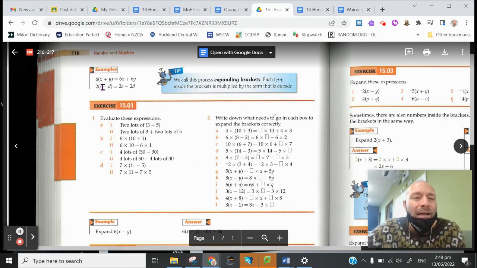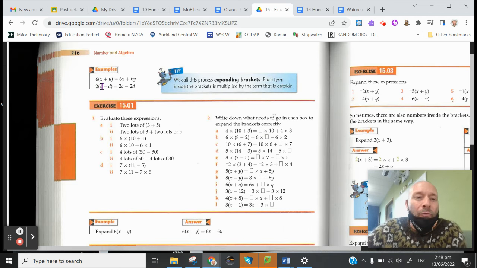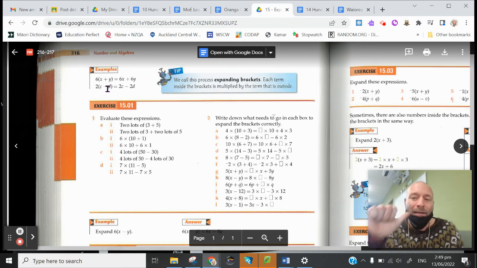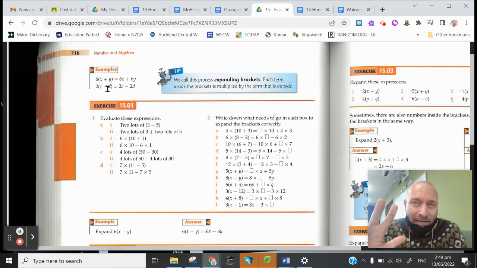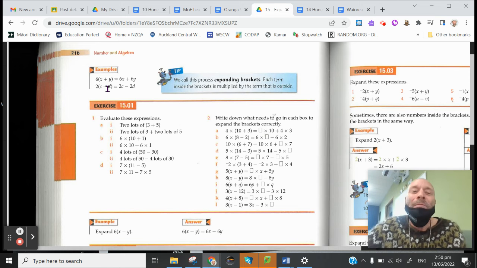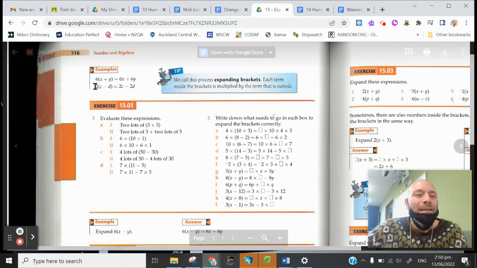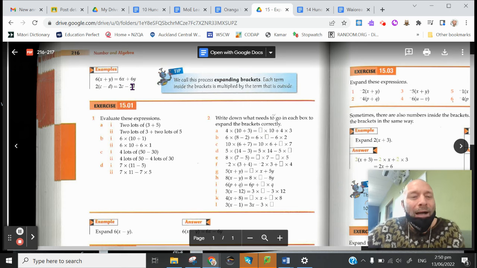We have 6 times the quantity x plus y, which means this x plus y, we have 6 of them. But rather than write out x plus y plus x plus y plus x plus y plus x plus y plus x plus y plus x plus y, we can multiply. 6 times x, 6x. 6 times y, 6y.